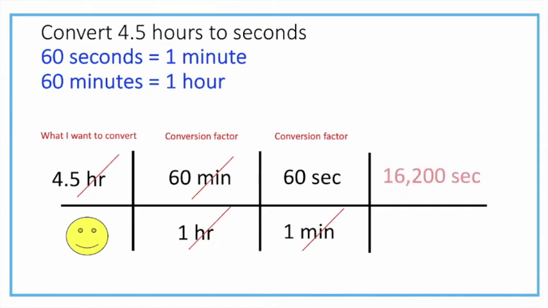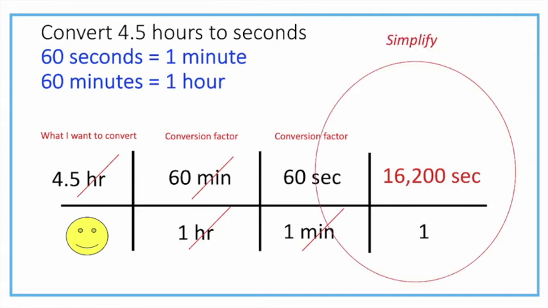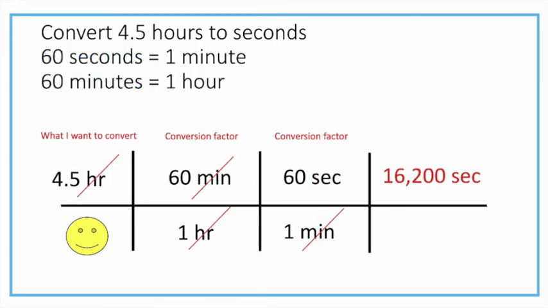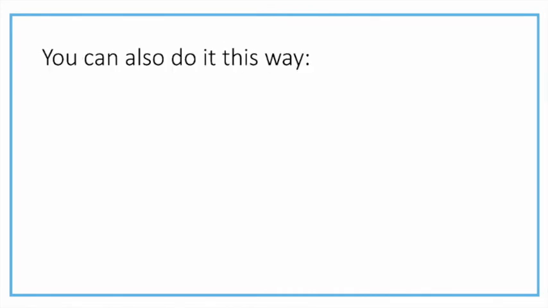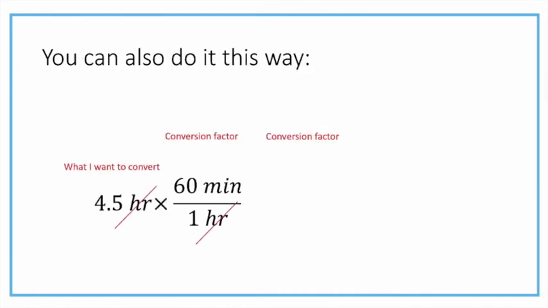So let's do that. We'll multiply all the numbers, and then we'll put seconds as our unit. We're going to do the same thing on the bottom, but notice that on the bottom we just have numbers, and 1 times 1 is 1. So we'll pop that in, and when we simplify, we have 16,200 seconds. You can also do this the big long equation way, but you don't have to.